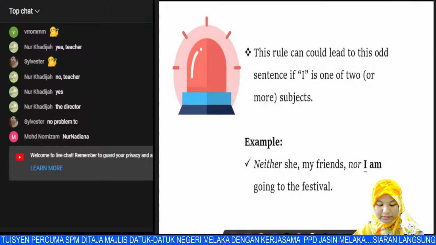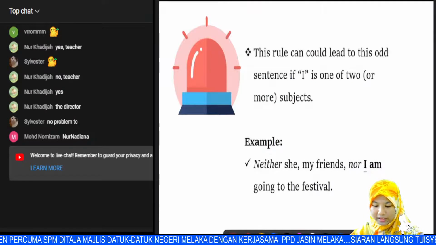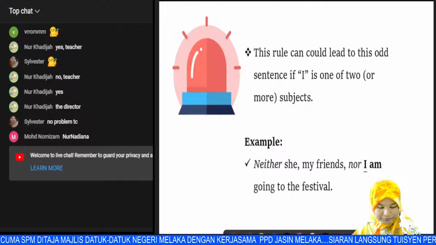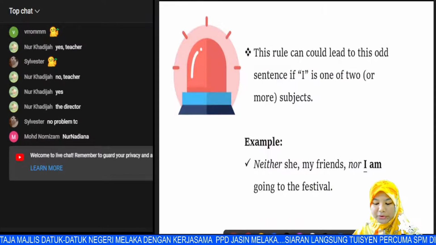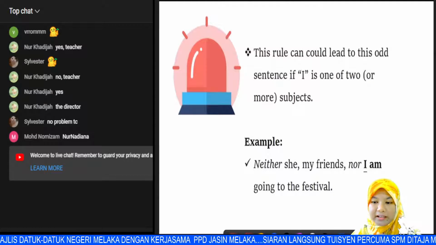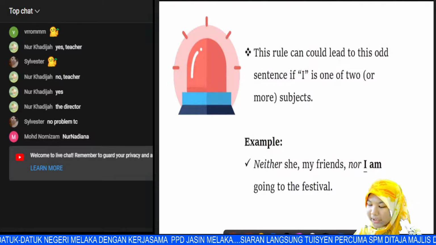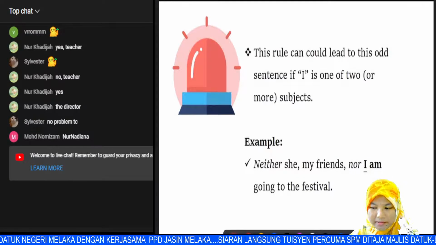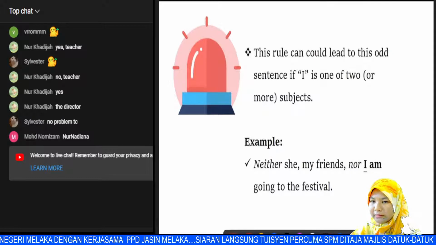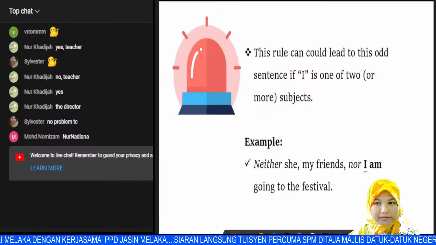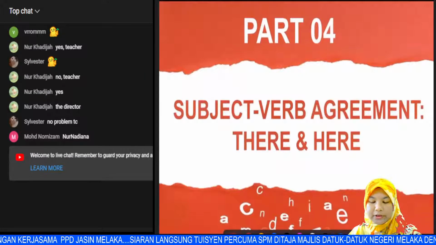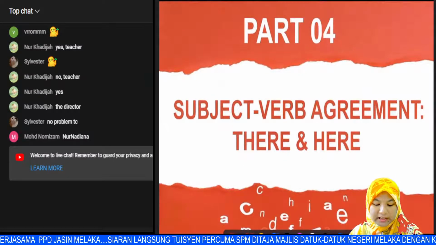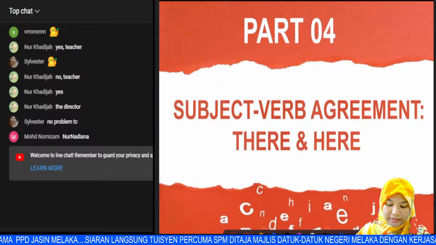Now we have come to part 4. Subject-verb agreement, when we use there and here. For part 4, this will be very easy, very simple, and it will be very quick. For part 4, here and there.